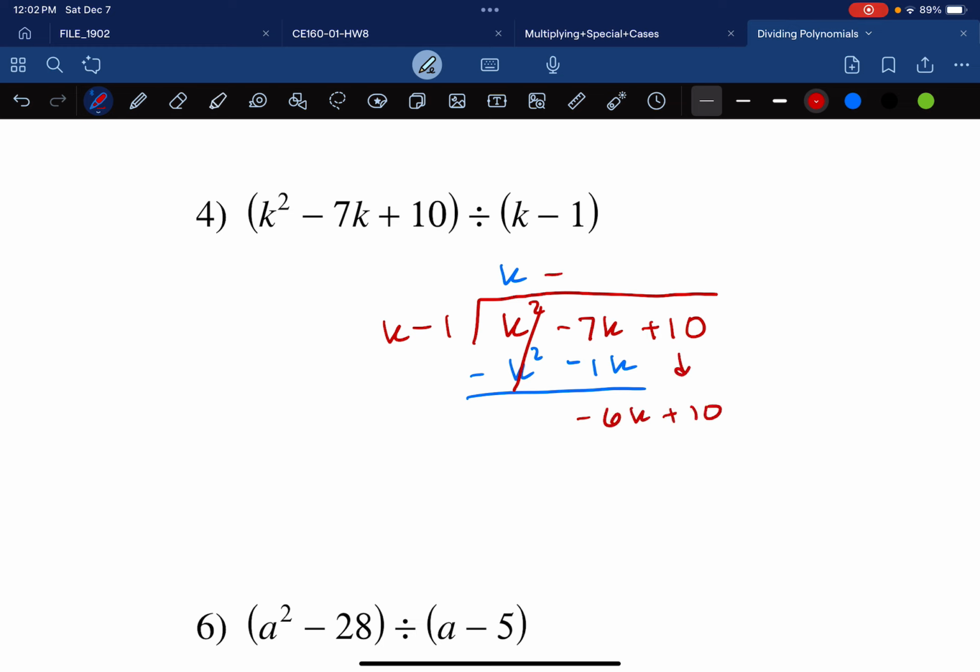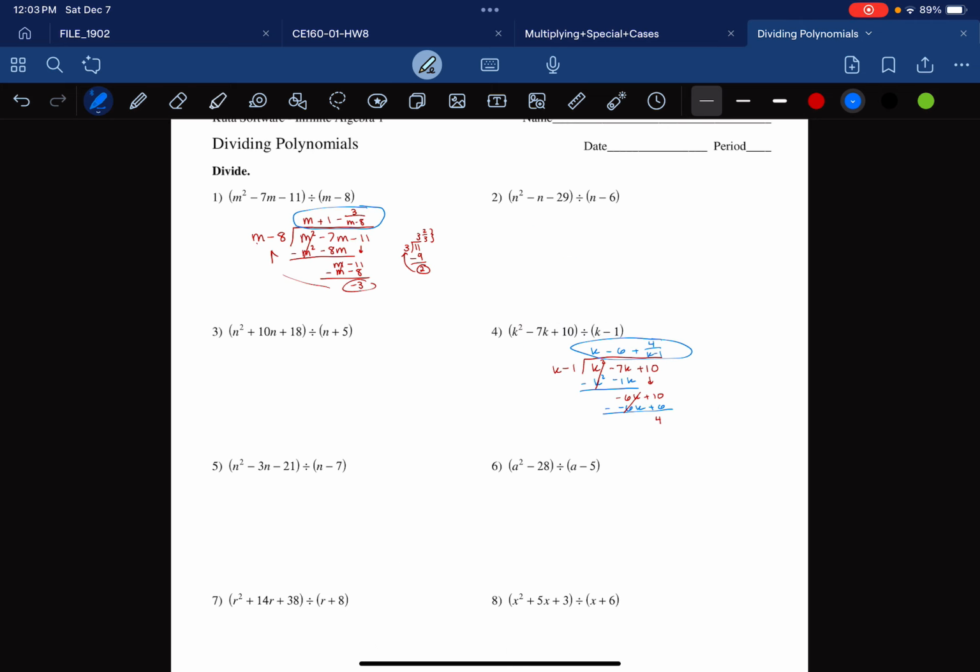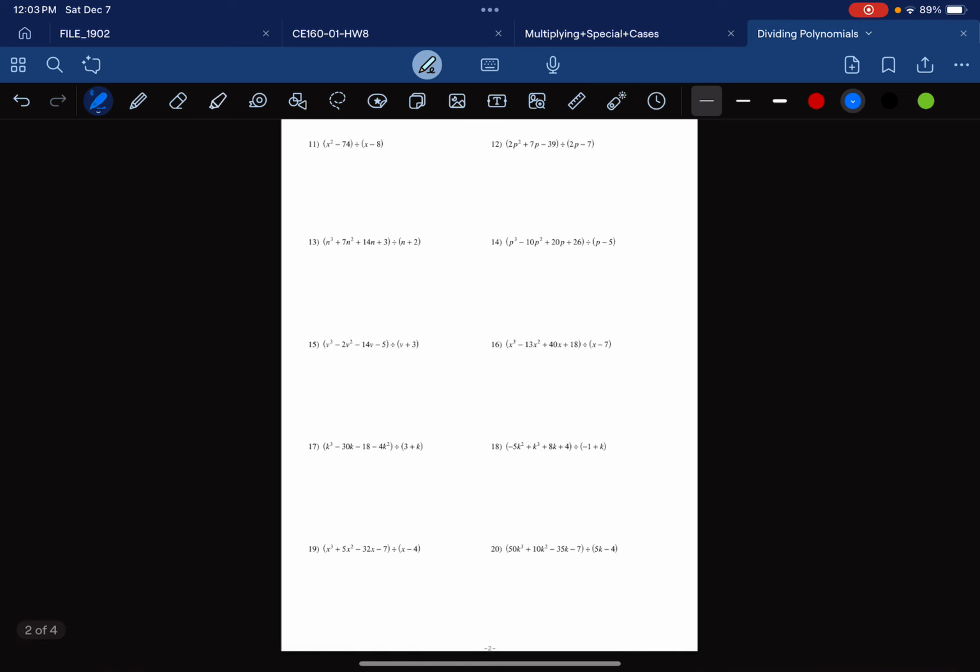Then we know, I want to do it in a different color. Negative 6 times our k is going to give us our negative 6k. So that's what we're going to put up on the top. Negative 6 times k is going to give us negative 6k. Negative 6 times negative 1 is going to give us positive 6. When we subtract these, these are going to cancel out, and we are going to get a remainder of 4. So we're going to come back up here, and our answer is going to be 4 over k minus 1.